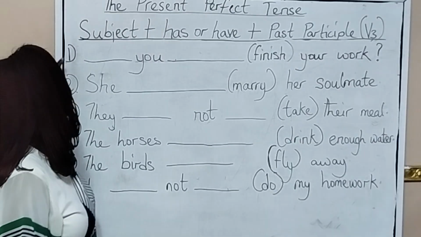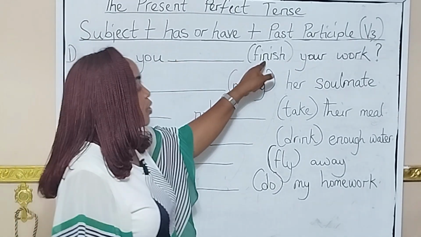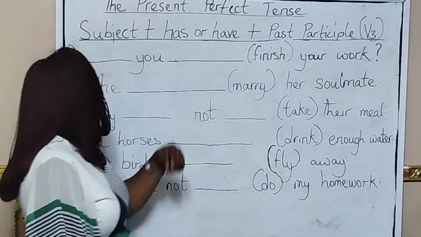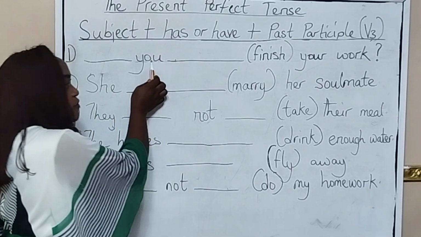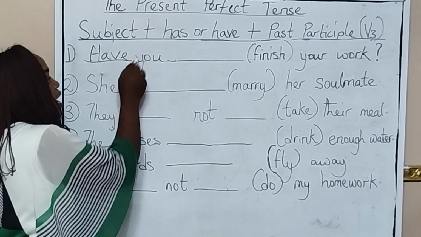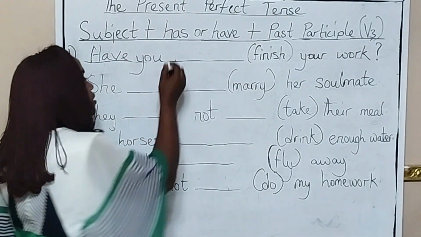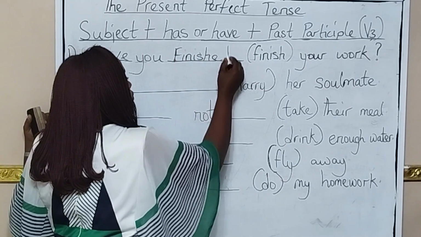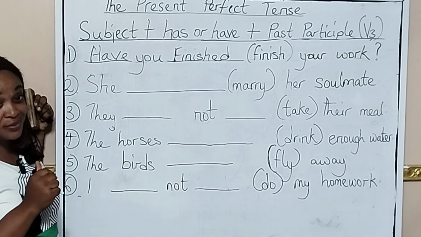Let's do this together. We have a gap, you, another gap, and we're going to use the verb in the bracket to complete the sentence. So let's see. Remember, it is the use of has or have, and we have you. You goes with have. So we say, have you finished? Past participle, the V3, finished. Correct. And that is an interrogative sentence.